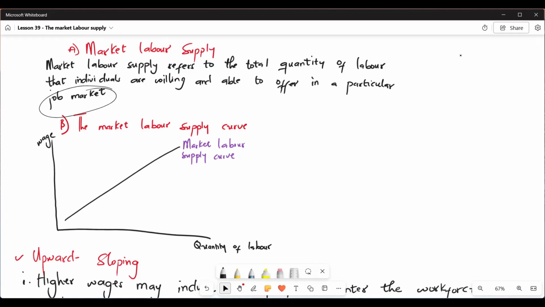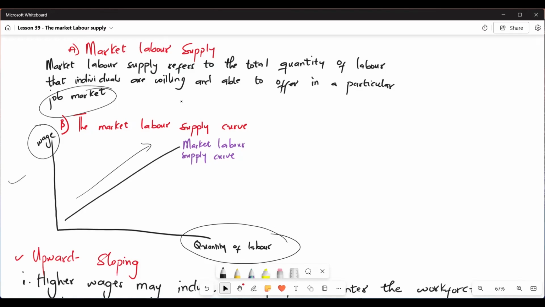So now that we know what labor supply is, let's move on to the labor supply curve. The market labor supply curve is represented here in the graph, where we have the quantity of labor supplied, and then we have wages. It is upward sloping. What we mean by upward sloping is that it moves from the left to the right.